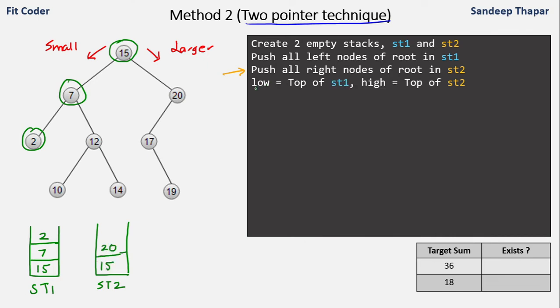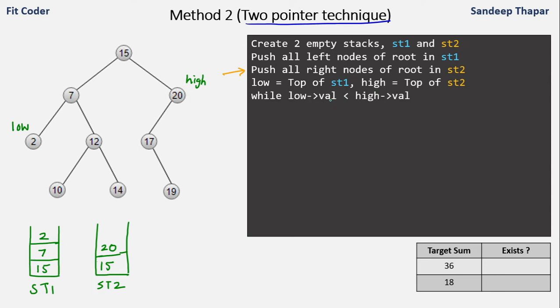Then we keep two pointers, low and high. Low will point to the top of stack 1, which is 2. So low is pointing to 2 and high is pointing to 20. So you can see here that low is pointing to the smallest element of the BST and high is pointing to the highest element of the BST. So it is like a sorted array where low is the first index and high is the last index of the array. Then we have a while loop which we have to run while low value is less than the high value.